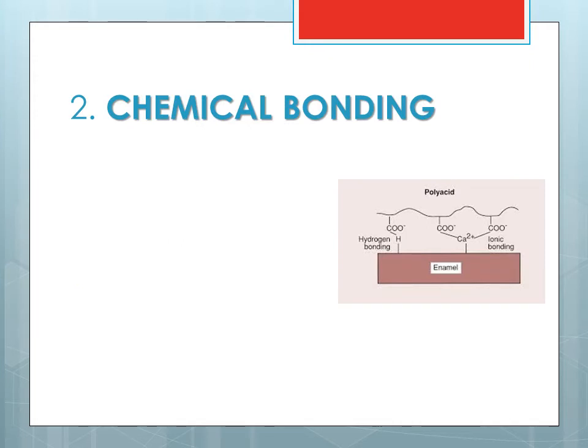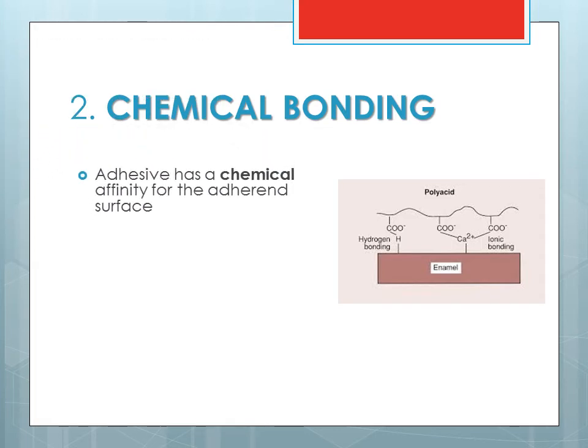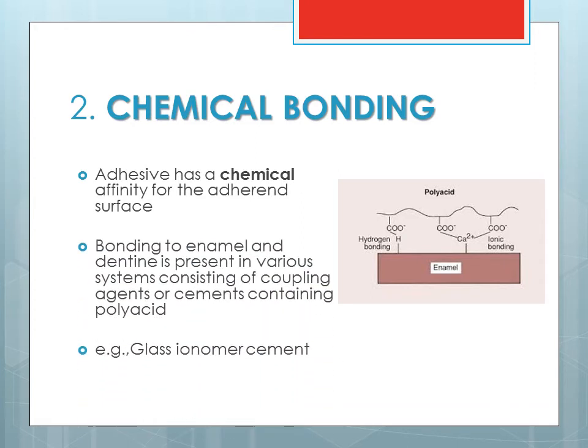And that is why we apply etchants, to basically facilitate this mechanism. Then let's come to chemical bonding. When we are using adhesives, they have a chemical affinity for the adherent surface. Bonding to enamel and dentine is present in various systems consisting of coupling agents or cements containing polyacid. For example, the glass ionomer cements, which we will be discussing in the topic of cements, undergo chemical bonding as they have affinity for both enamel and dentine, and they can bond directly to the enamel and dentine.